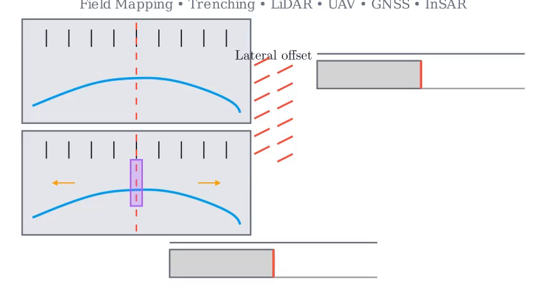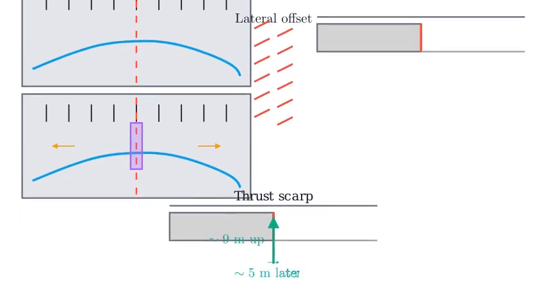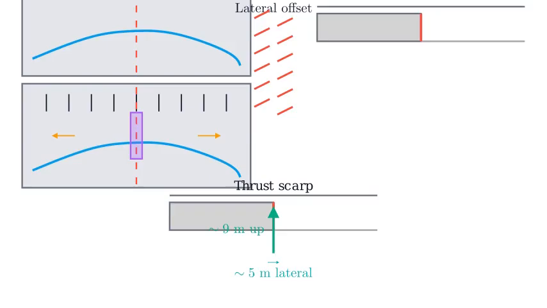Dip-slip faults move up or down. A normal fault drops one side, and a thrust fault lifts the hanging wall. At the surface, we see a scarp, a vertical step. The 2008 Wenchuan earthquake produced a long thrust scarp with up to about 9 meters of vertical uplift and roughly 5 meters of horizontal slip.